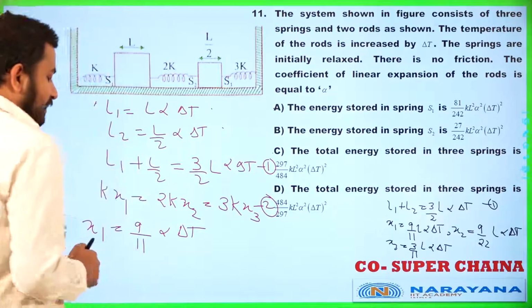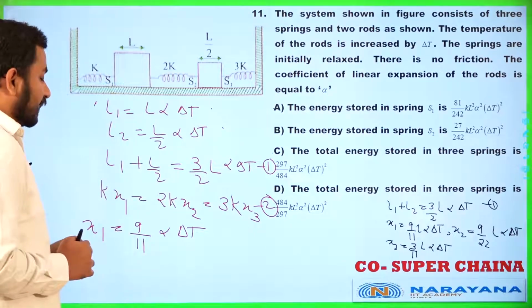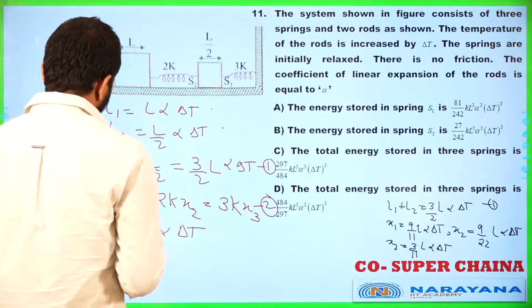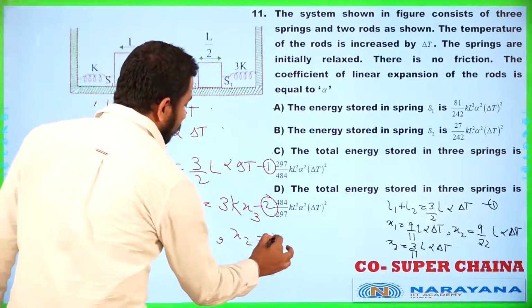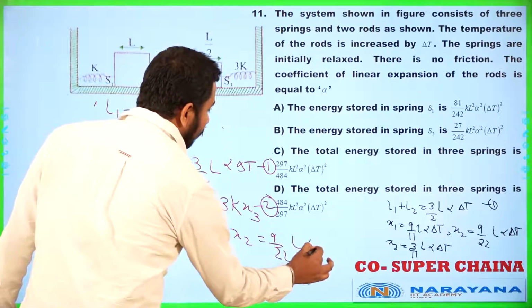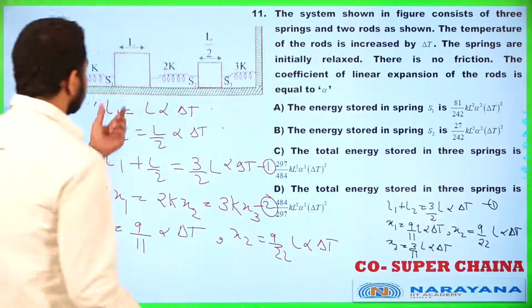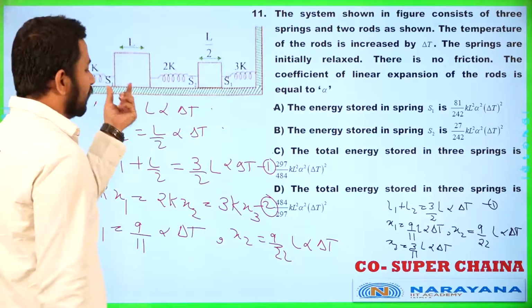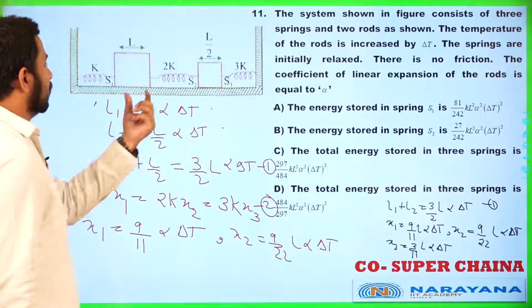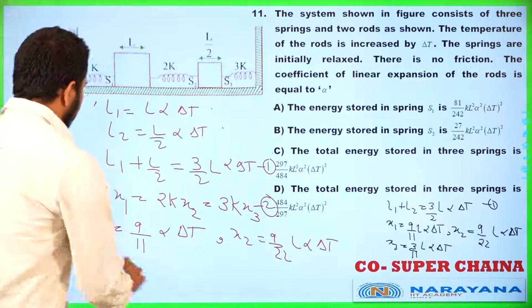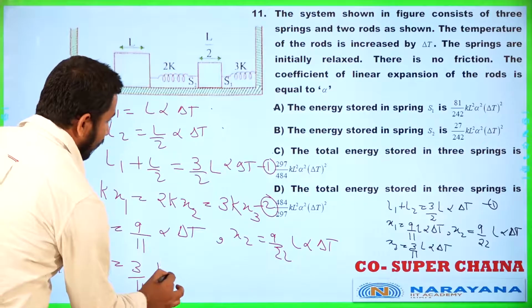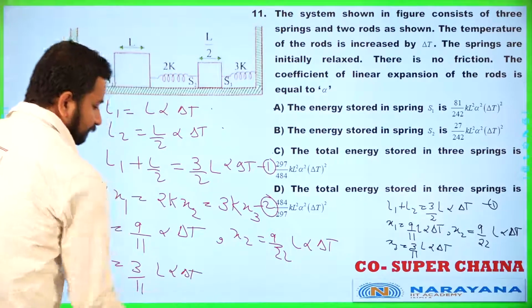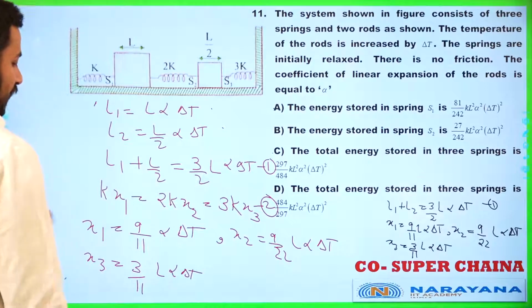X1 value will get as 9 by 11 alpha delta T. Now if you see here, x2 value we can similarly solve it. X2 value will be 9 by 22 L alpha delta T. So I get the expansion here for x1, I get the expansion here for x2, and I will get the expansion here x3 also. So x3 will be 3 by 11 L alpha delta T. These are the 3 values which I got.